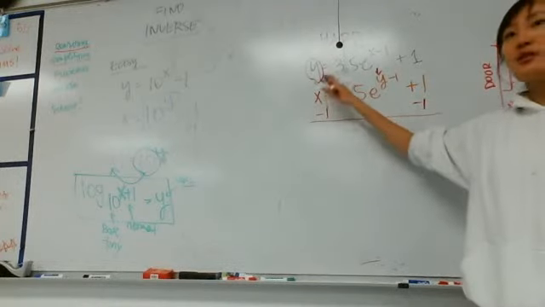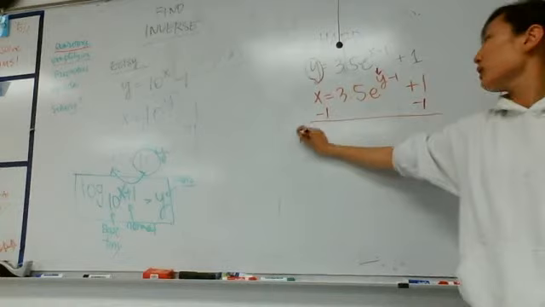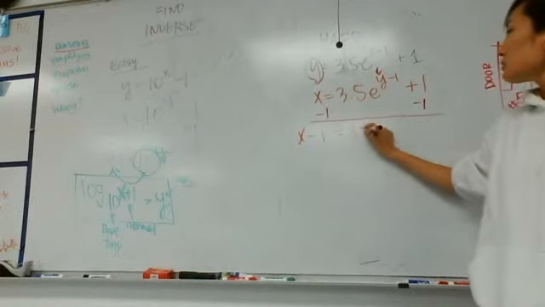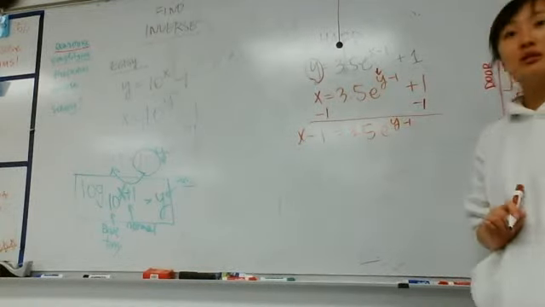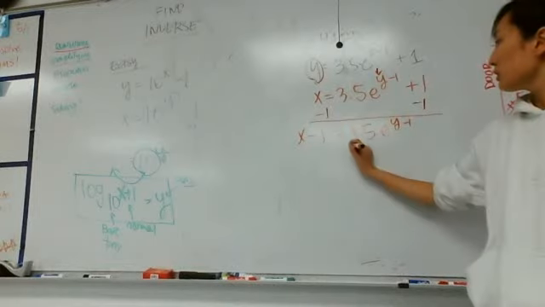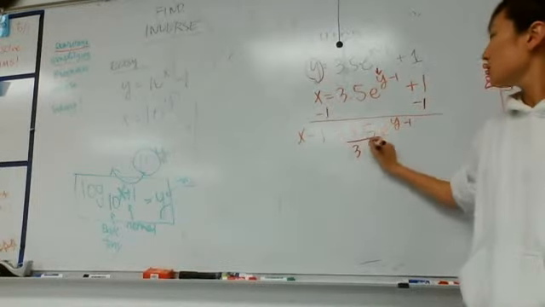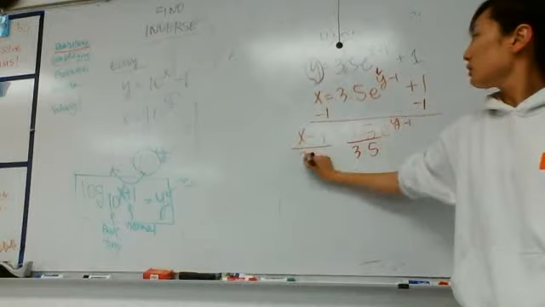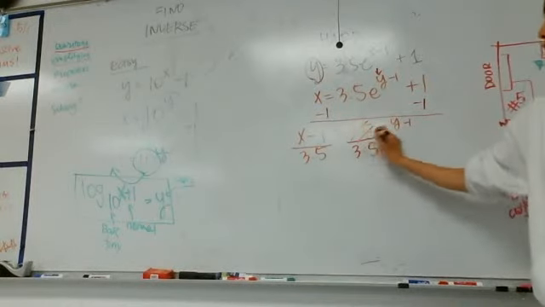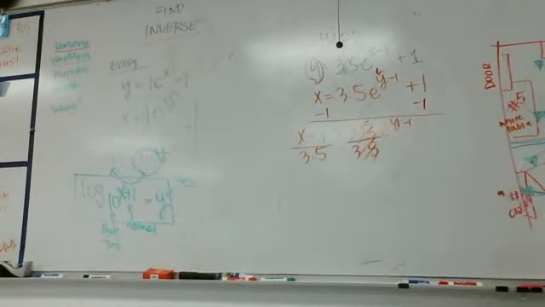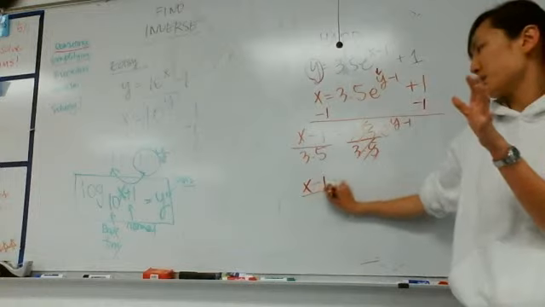And be careful, think to yourself, can I subtract these two? And if the answer is no, just leave it. Okay. And then what? Divide by 3.5. And then cancel out 3.5 on that side. Make sense so far? This is confusing, it's okay.